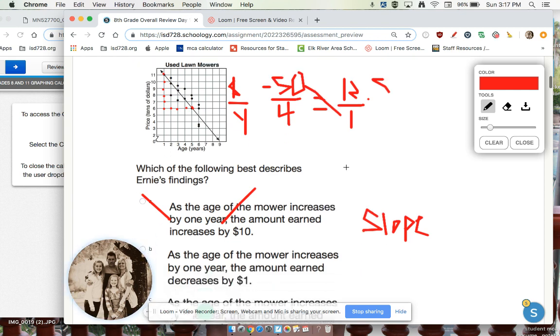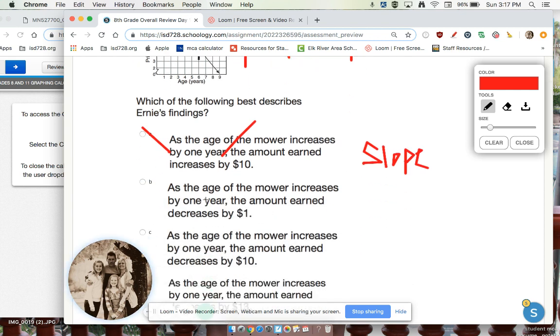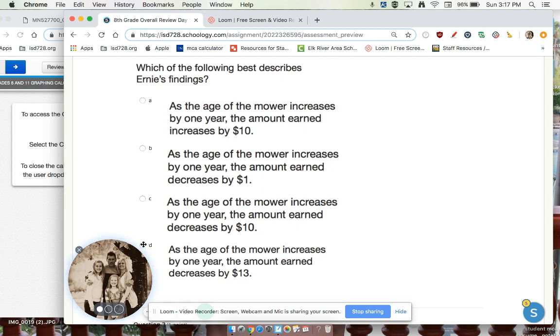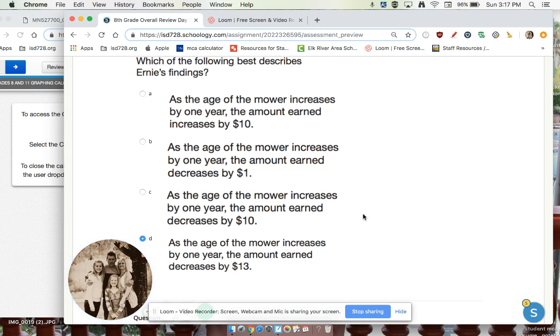I'm going to see if that helps me at all. As the age of the mower increases by 1, the amount earned decreases by 1. I don't think so, but I'm still not ready to let that one go. As the age of the mower increases by 1, the amount earned decreases by 10. That's closer. Let me see the next one. As the age of the mower increases by 1, the amount earned decreases by 13. That is definitely the closest one. So I'm going to go ahead and choose D on that one.